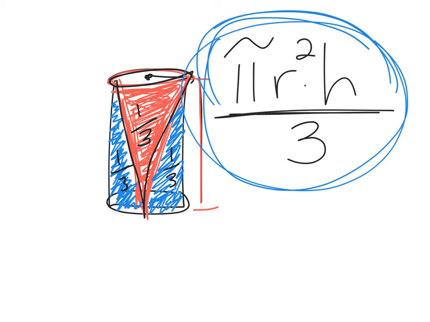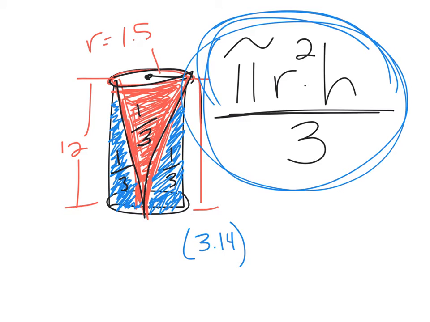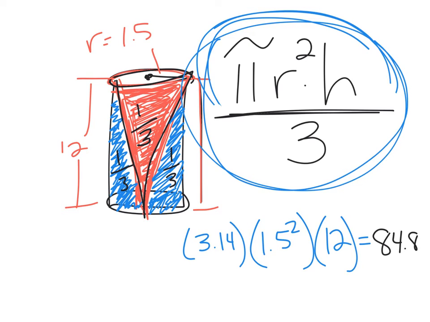Okay? So we're going to do the same exact height we had last problem, same exact radius. If you remember, 1.5 was the radius, and the height was 12 inches. So we're going to plug this in again, and we're going to use 3.14 for pi, r squared, and what was it? It was times 12. And if I recall again, our answer was 84.8, okay? That was our answer for a cylinder.